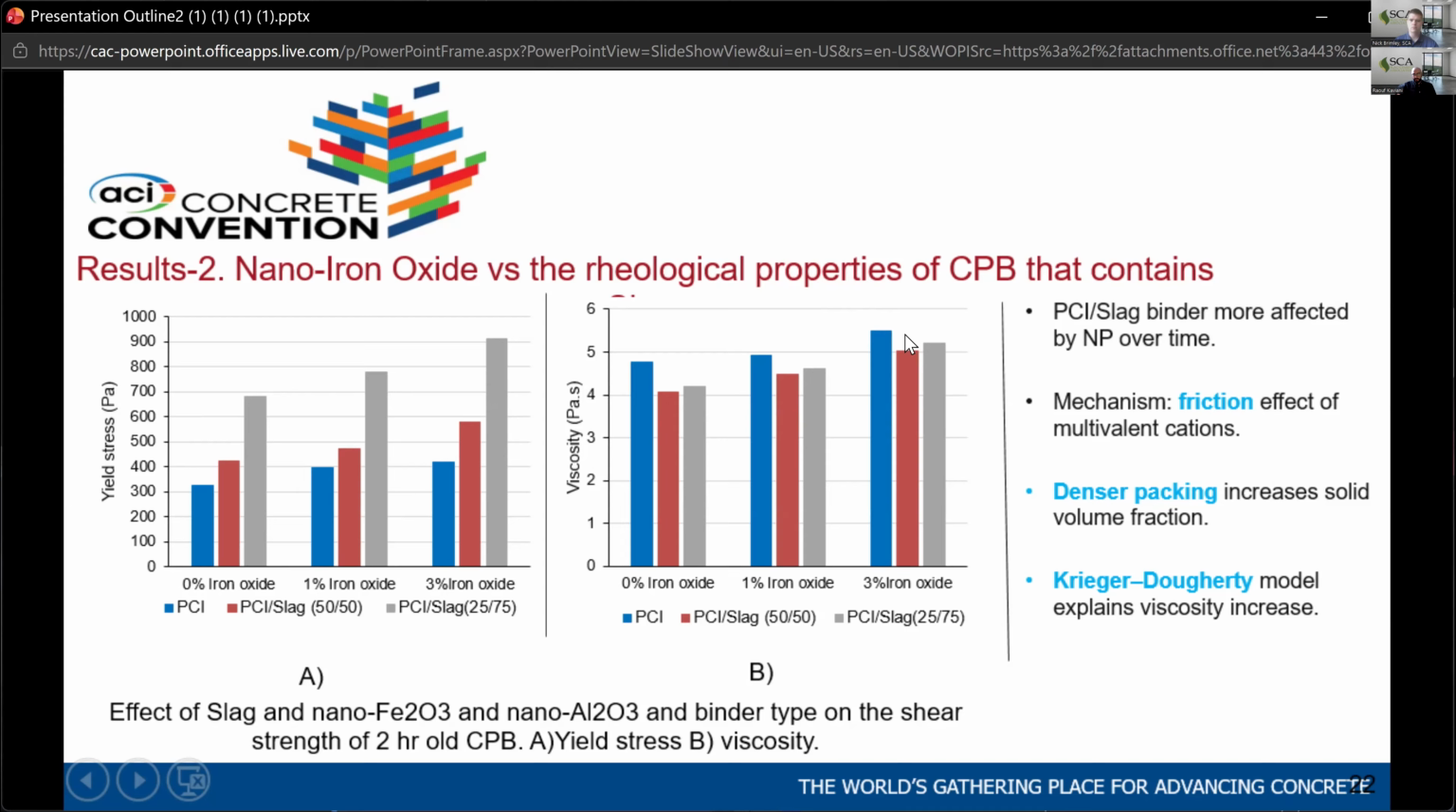the viscosity of 25% cement and 75% slag is higher than 50%, and the mechanism is that there is a friction effect and denser packing. These two mechanisms cause the viscosity in the samples with more slag to be higher than the ones with less. But they're both less than the samples without slag.